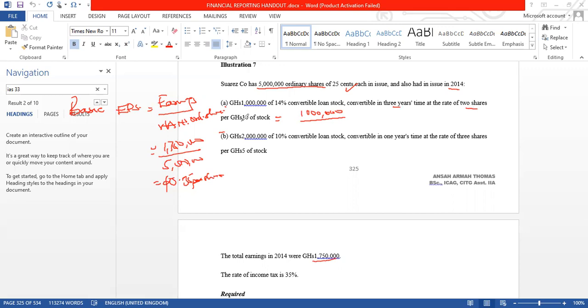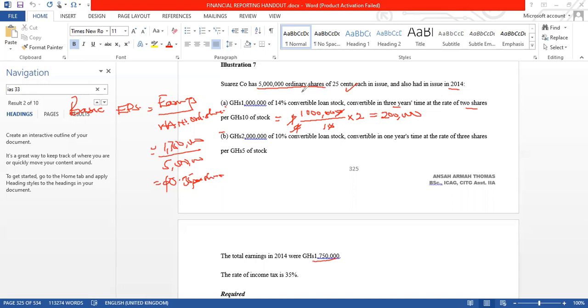And per every 10 Ghana cedi inside is 1 million. Remember this. So it will cancel off. And that one is going to give us 2 shares. So if you cancel off 10, what is the number of shares that we're going to have? I think we're going to have 200,000. Okay. So that is that.